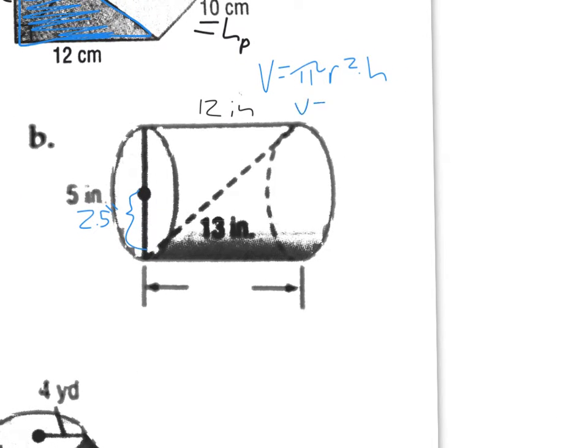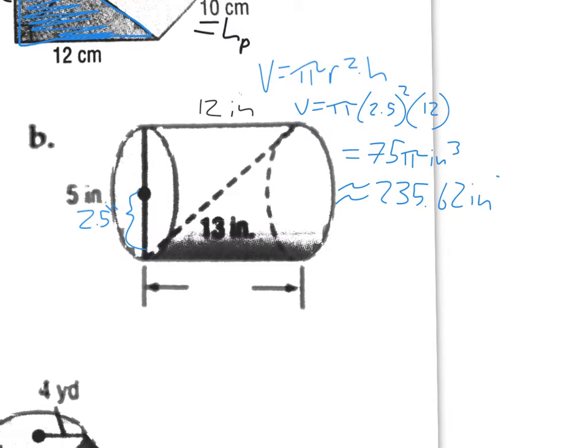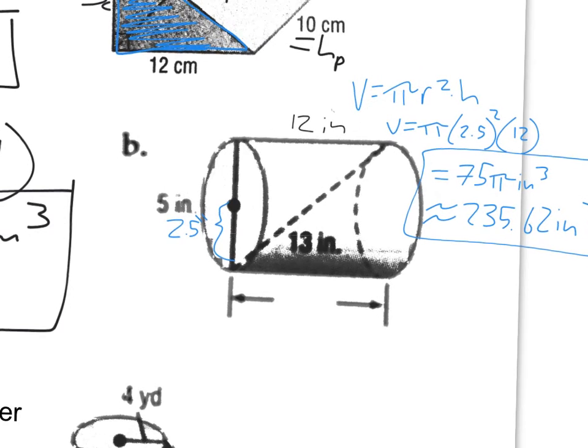So volume equals pi. The radius is 2.5 squared. The height we now know is 12. So in exact terms, 2.5 squared times 12 is 75, so we could say that's 75 pi cubic inches, and then if we wanted it rounded, that would be 235.62 cubic inches. Again, both those answers are correct, depending on which one they asked for.